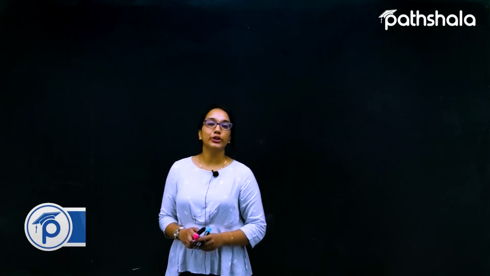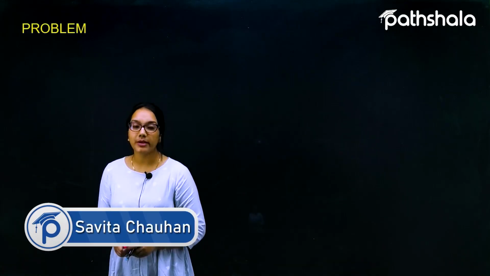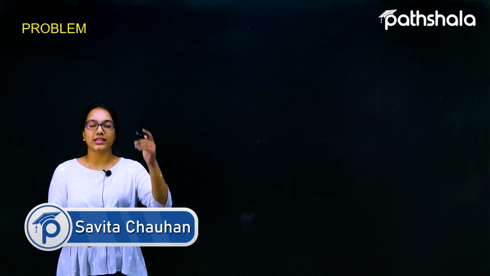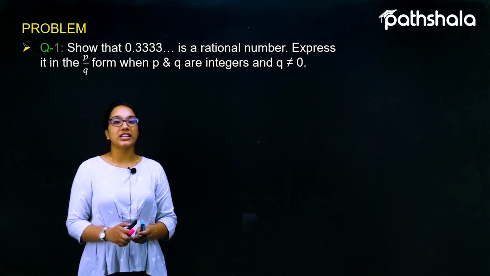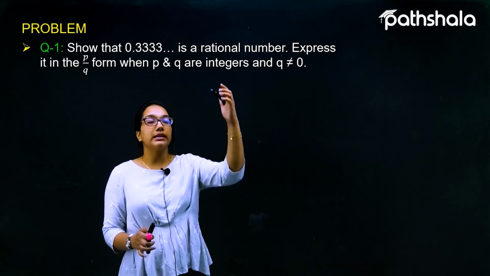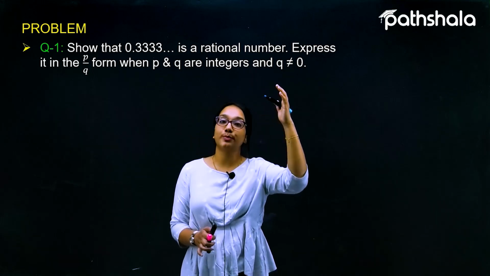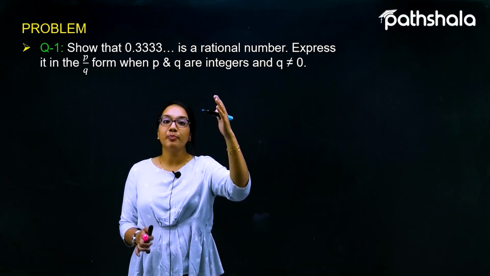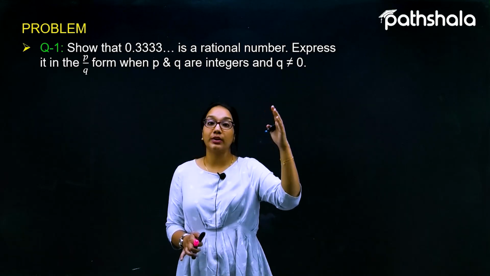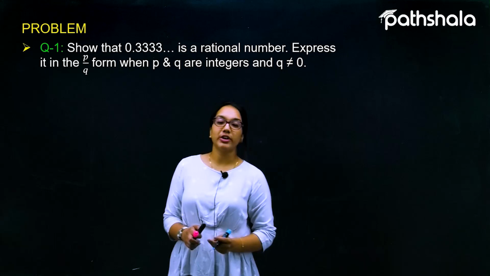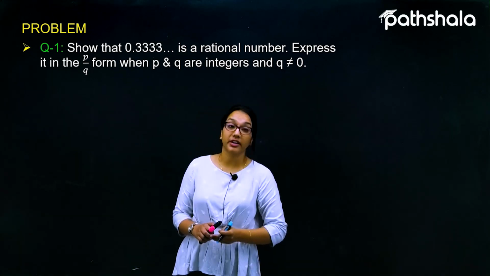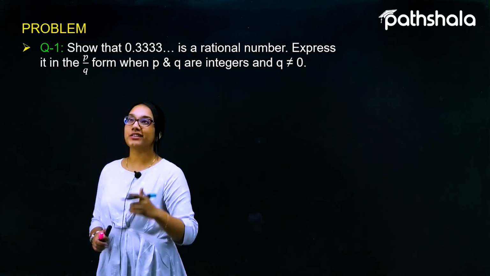So let's just move on further towards some of the problems that are all related with the decimal expressions and the real numbers. First of all, question number 1 says: show that 0.3333 and so on is nothing but a rational number. Express it in the form of p by q, where p and q are integers and q is not equal to 0. So we have to show that 0.333 and so on is a rational number, and express it in the form of p by q.